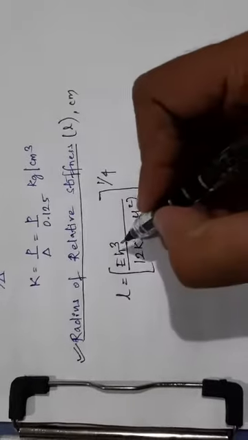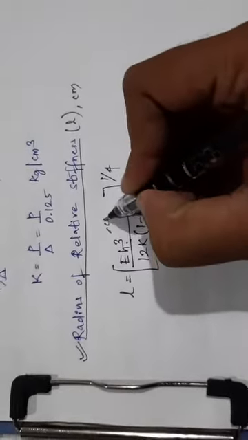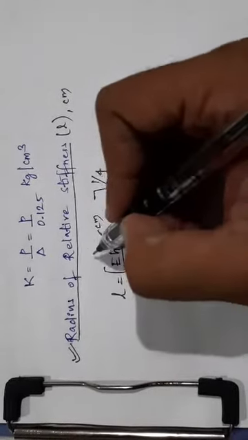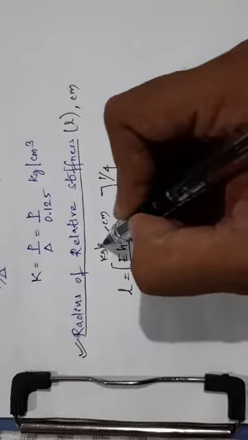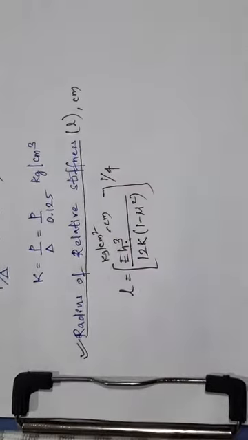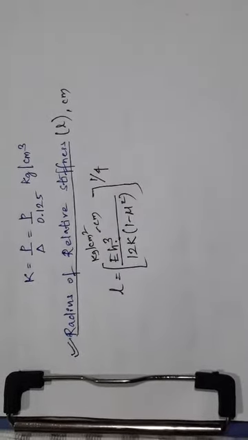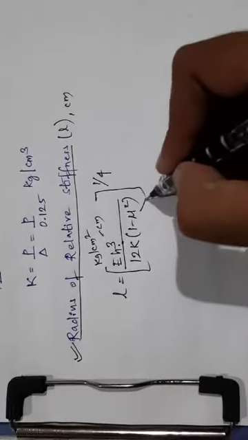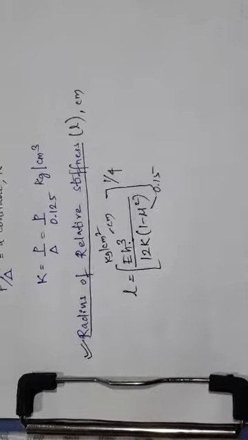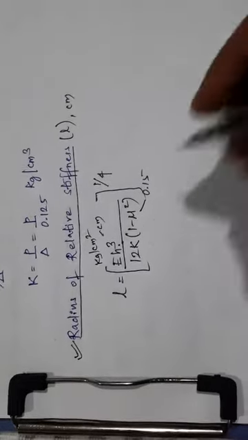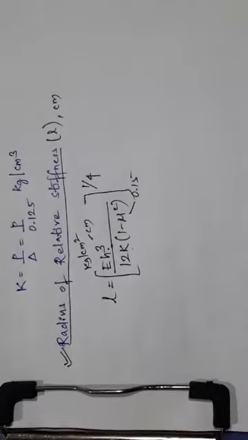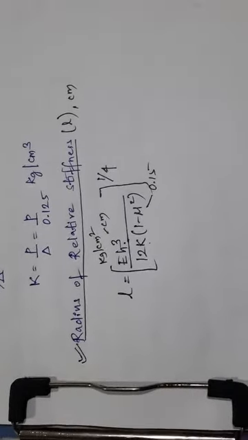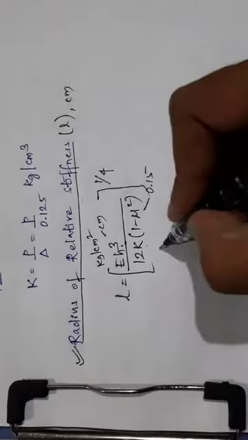h is the slab thickness, which is also expressed in centimeters. E is the modulus of elasticity of the cement concrete, which is expressed in kg per centimeter square. And mu is the Poisson's ratio of the concrete, which is taken as 0.15. And what is left is K. K is the subgrade modulus or modulus of subgrade reaction, which is expressed in kg per centimeter cube.